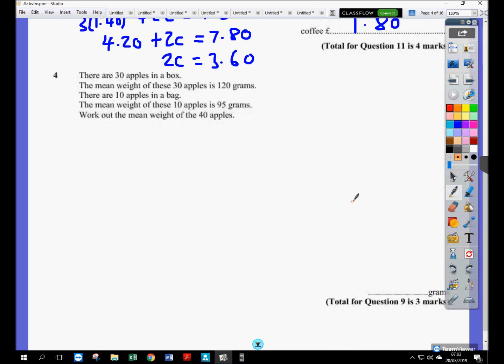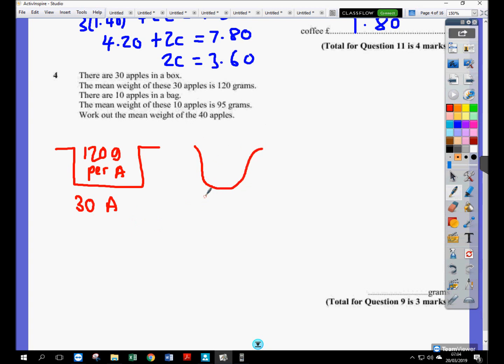Next question. There are 30 apples in a box. Okay. In the box, 30 apples inside it. The mean weight of these 30 apples is 120 grams. That's the average weight per apple. Okay. Average weight, mean weight, 120 grams per apple. In a bag, there are 10 apples. And the average weight or mean weight of these 10 apples is 95 grams. So 95 grams per apple in this bag.